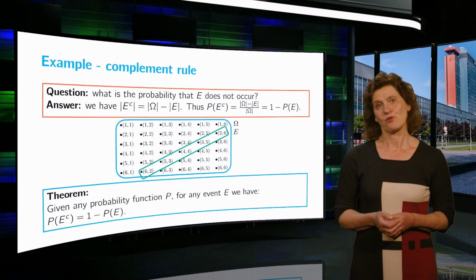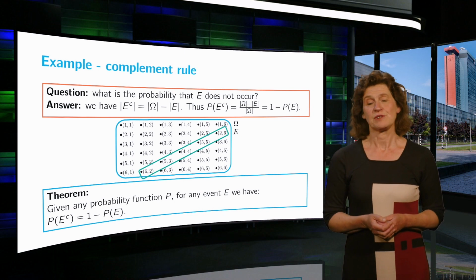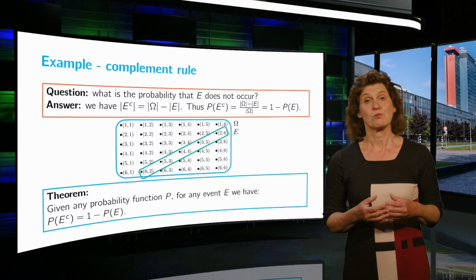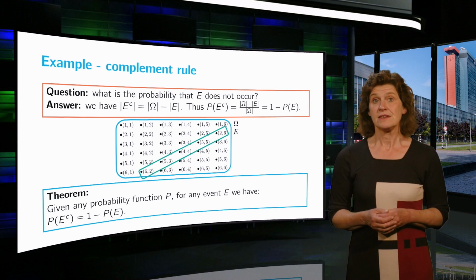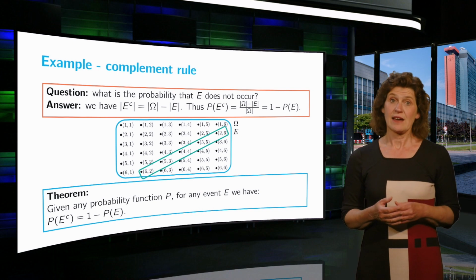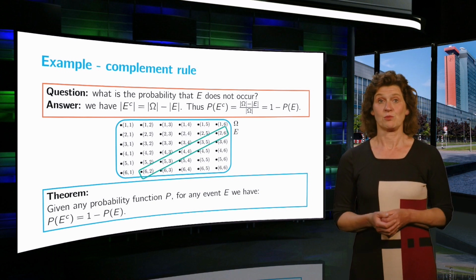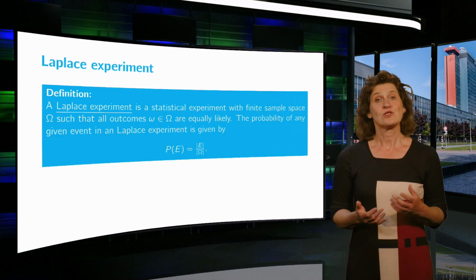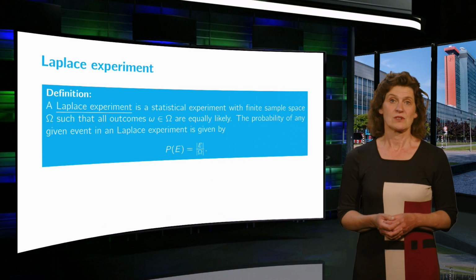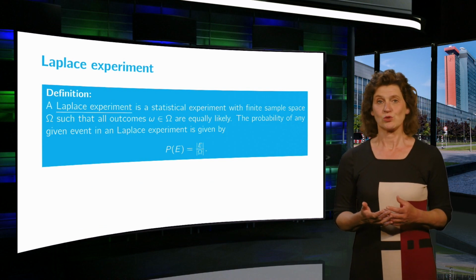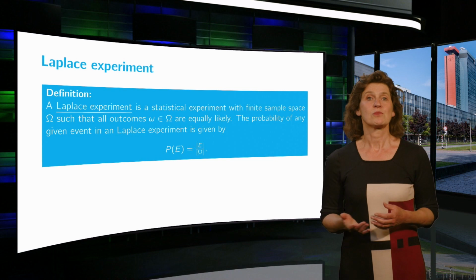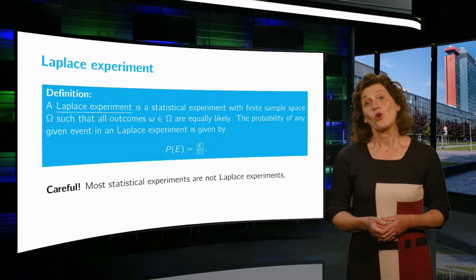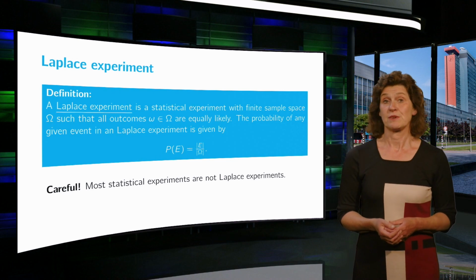Notice that in the example so far, we have calculated probabilities of events by dividing the number of outcomes in the event by the number of all possible outcomes of the experiment. These are experiments in which we have a finite number of equally likely outcomes. We call them Laplace experiments. Computation of probability is pretty easy in these experiments. Just count how many outcomes belong to your event and divide this by the number of outcomes in the entire sample space. Of course, not all statistical experiments are Laplace experiments.